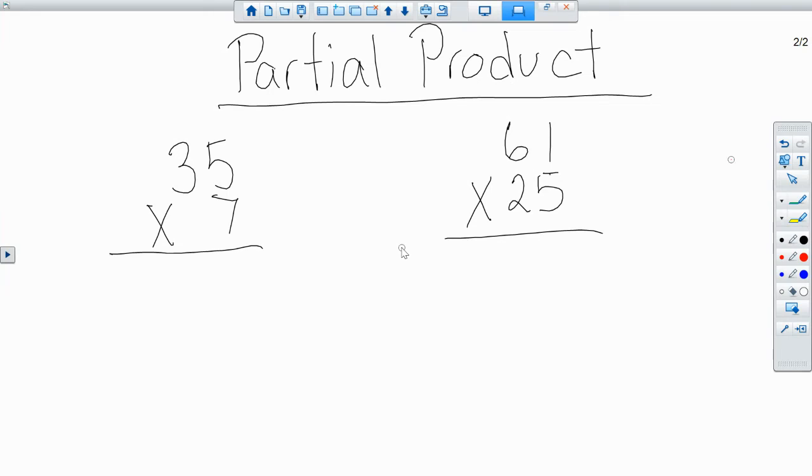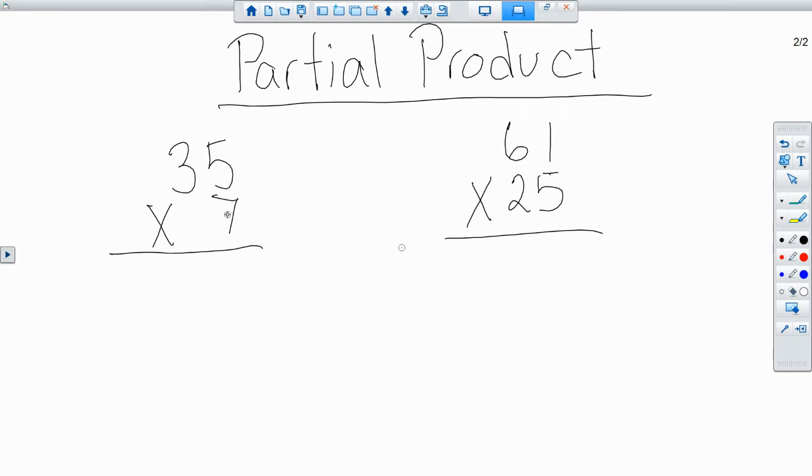All right, so you've chosen to practice partial products. So remember that product means the answer to a multiplication problem and partial means parts. So we're going to solve the answer of a multiplication problem in parts. So we're going to start off with a 2x1 multiplication problem.